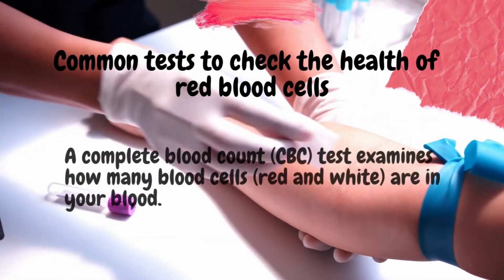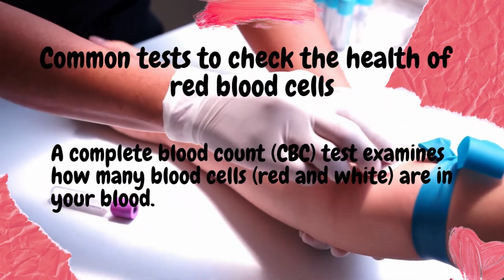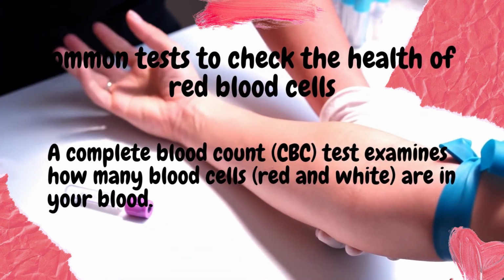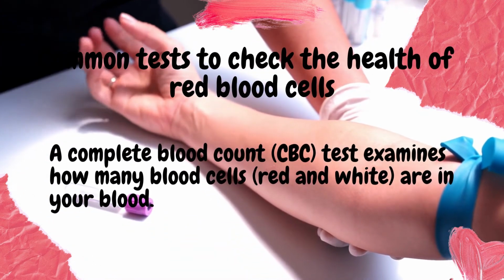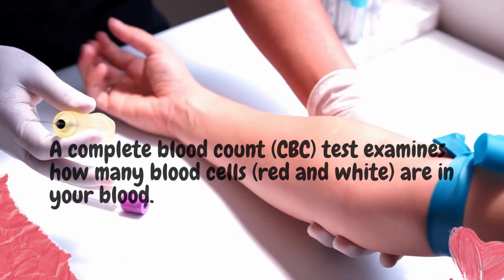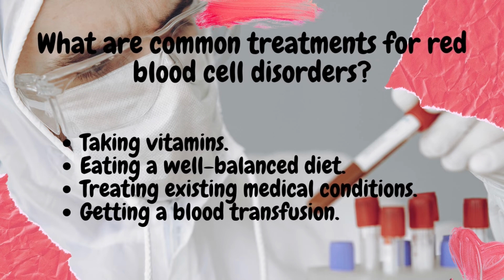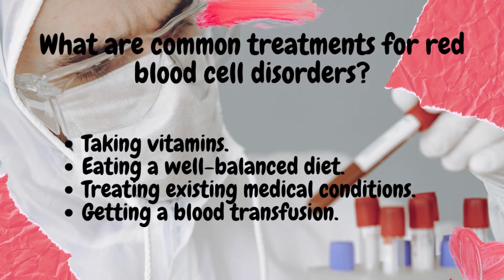What are common tests to check the health of my red blood cells? A complete blood count test examines how many blood cells are in your blood. A medical professional will sample your blood to count how many red blood cells are present. What are common treatments for red blood cell disorders? Treatment varies based on the diagnosis and severity of the condition. Treatment ranges from taking vitamins, eating a well-balanced diet, treating existing medical conditions, to getting a blood transfusion.